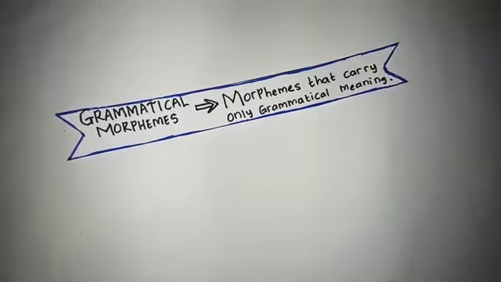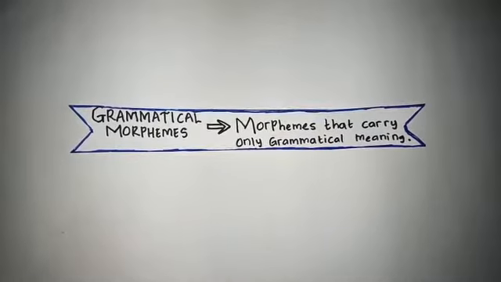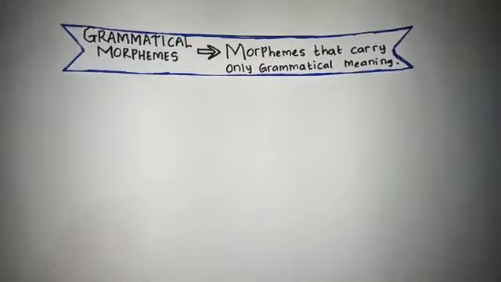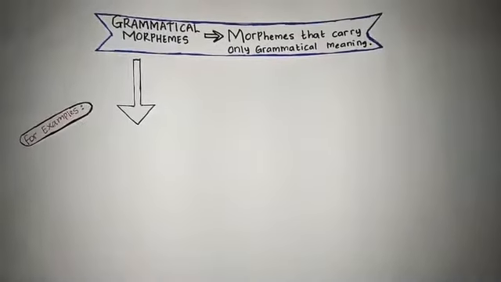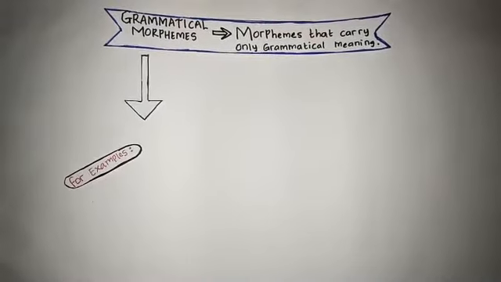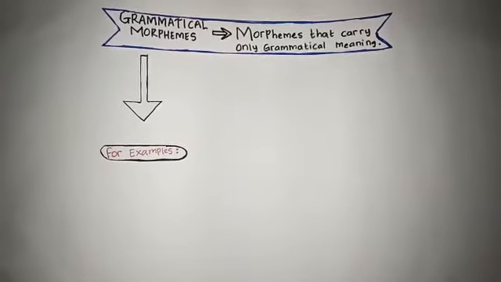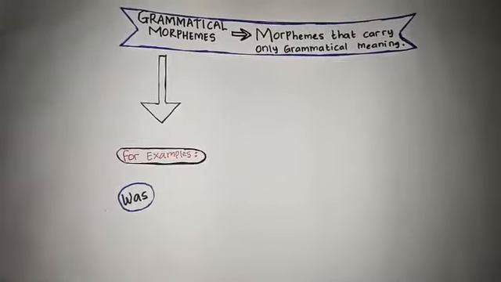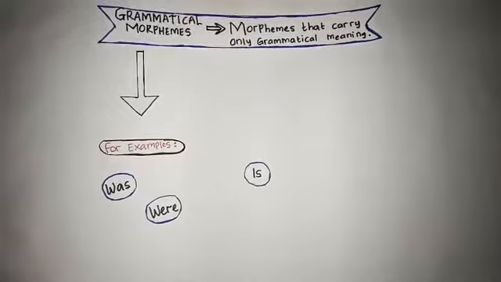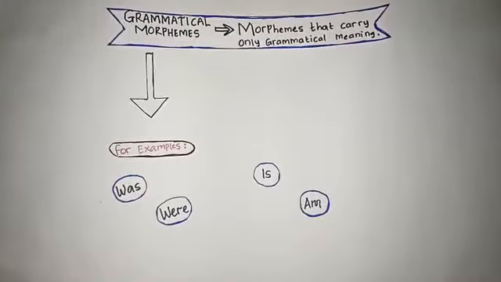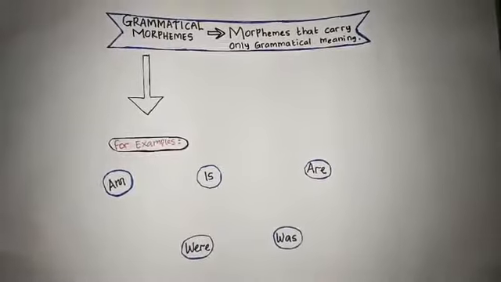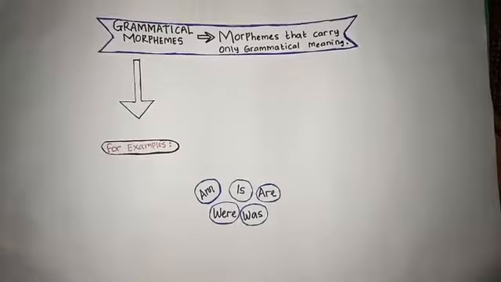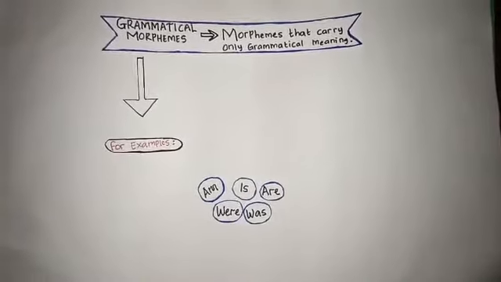And next, for grammatical morphemes, morphemes that carry only grammatical meaning, there is no sense. For example, was, were, is, am, and are. There is no sense. Was and were are used for past tense, am, is, and are used for present tense.